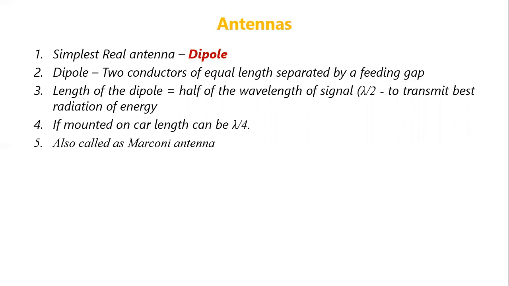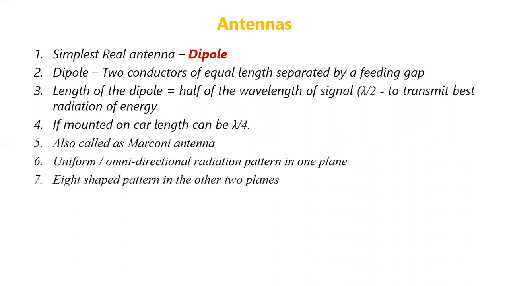How it radiates energy, the pattern in which it radiates energy, is specified in different planes. So let us see that in a diagram. It has a uniform or omnidirectional radiation pattern in one plane, that is in the XZ plane. But in the other two planes, the XY plane and YZ plane, it has a radiation pattern which is similar to the numeric 8.